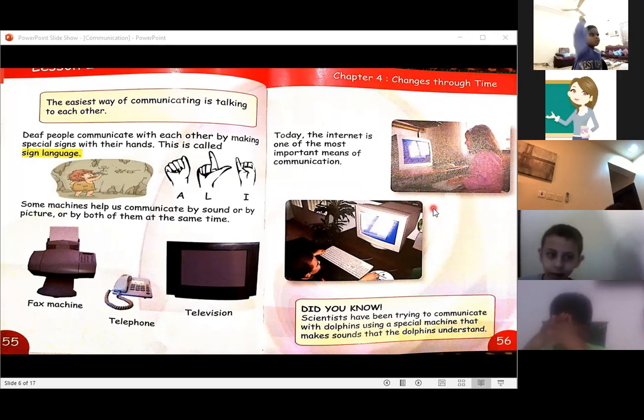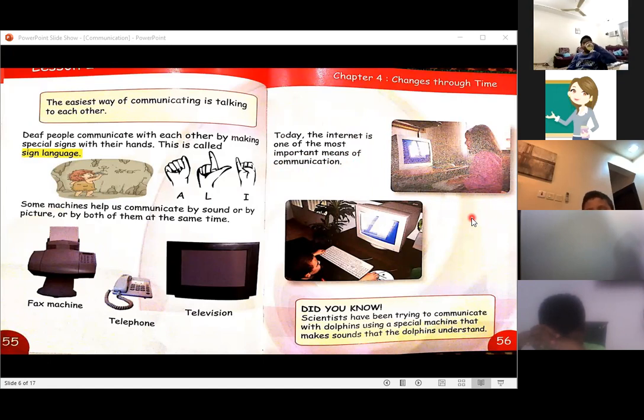Today, the internet is one of the most important means of communication. How is it more valuable? It's a global computer network providing a variety of information and communication facilities. So as you see, we are getting a lot of benefits from the computer, as in the virtual classes.